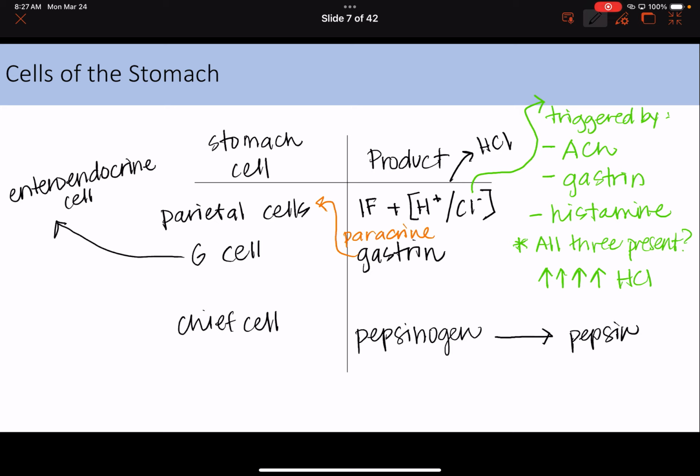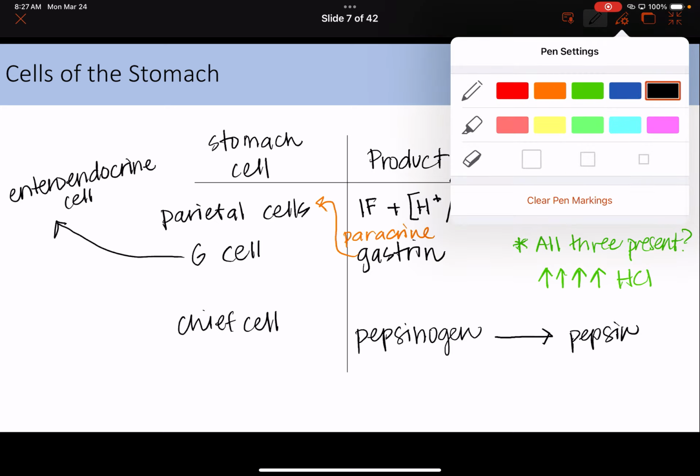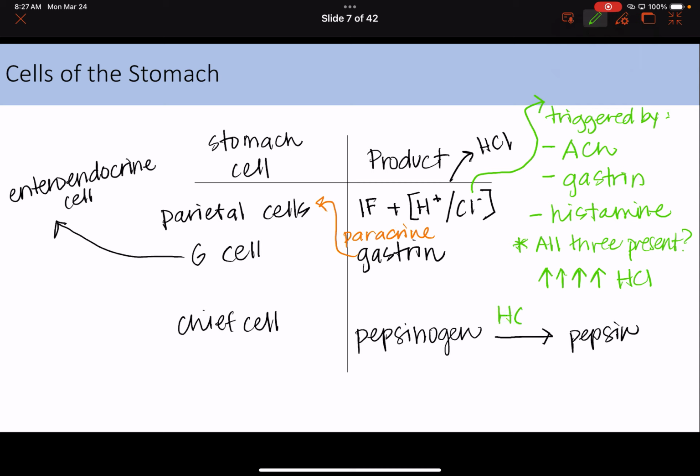Now, what's going to trigger the movement from the inactive form to the active form is that hydrochloric acid that we just talked about. So as soon as pepsinogen encounters pH levels that are really low, like the acidity in the stomach, that's going to trigger it to go from the inactive form pepsinogen into pepsin. So it interacts with hydrochloric acid, and it's really the drop in pH that causes the conversion from pepsinogen into pepsin. And then pepsin is an enzyme for protein digestion.